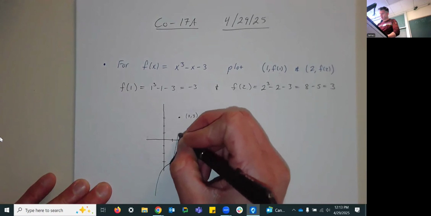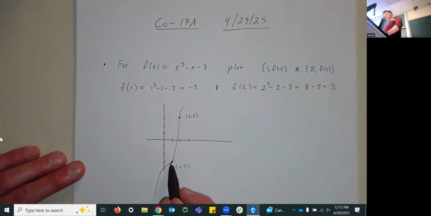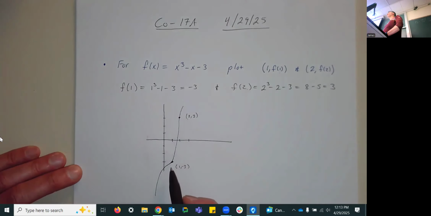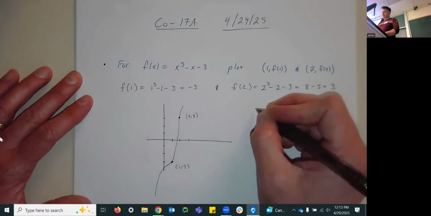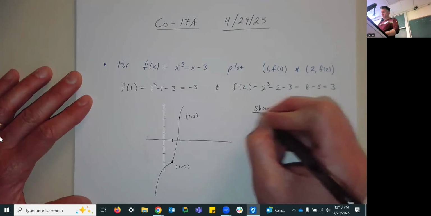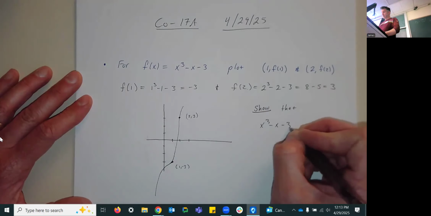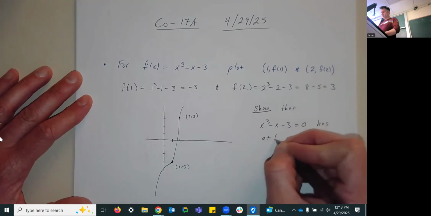this. And I don't really know what's happening after either side, but I know between 1 comma negative 3 and 2 comma 3, we're gonna hit every y value between negative 3 and 3. Specifically, we're gonna hit 0. So what we really want to do is show that this function, x cubed minus x minus 3 equal to 0, has at least one solution.